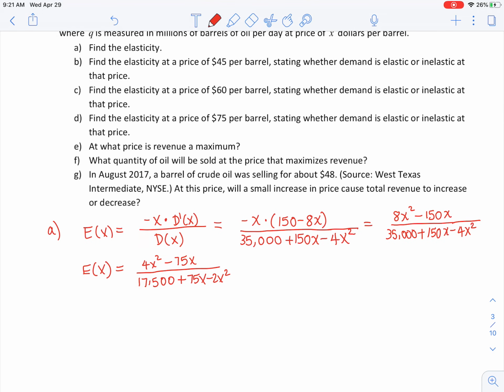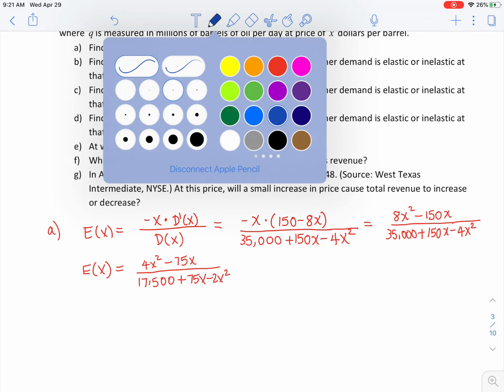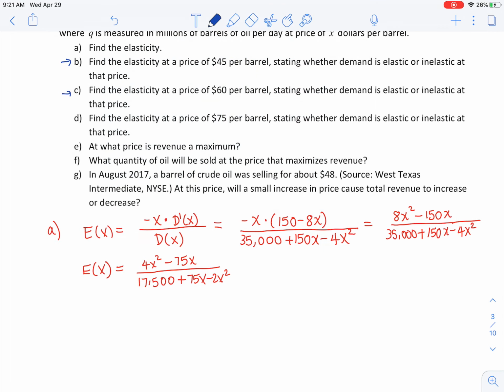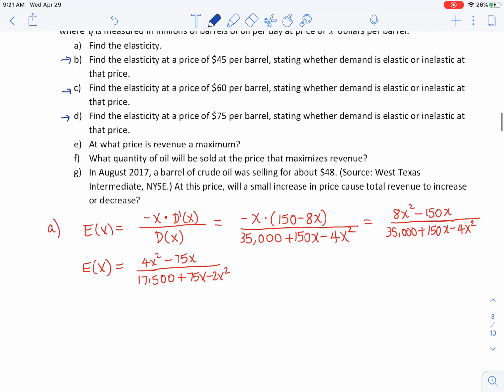Okay. After finding the elasticity, we're going to be able to use this function to find the answers for B, C, and D. Based on the number that you get, remember, if it's greater than 1, less than 1, or equal to 1, that's how we decide if it's elastic, inelastic, or at unit elasticity. So you're going to have to just plug in now.